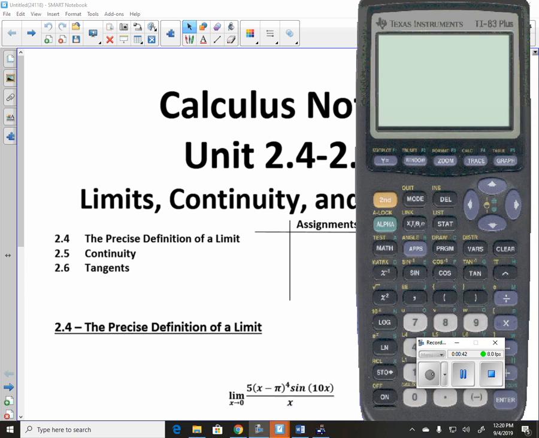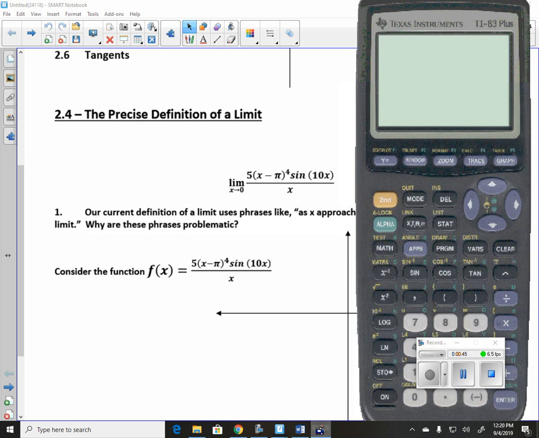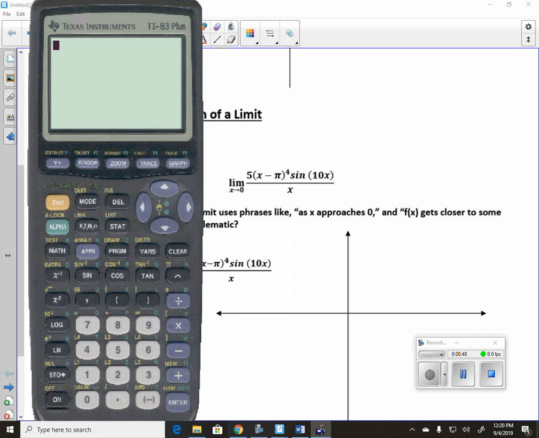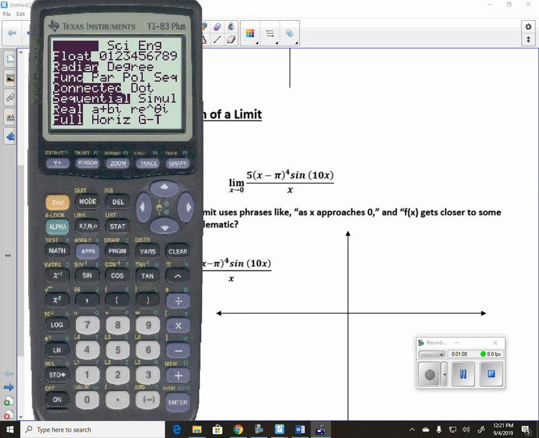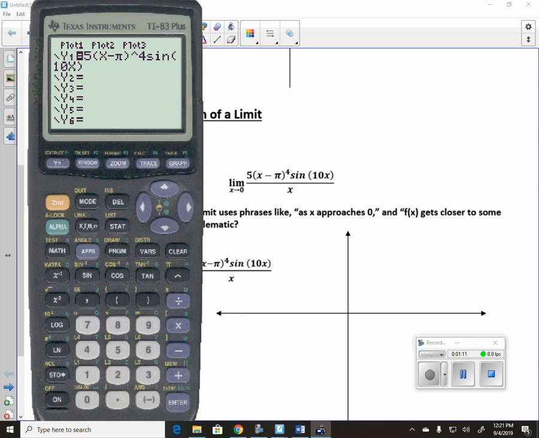Let's investigate, okay? We want to look at this function right here. I'm going to type this in. We're going to go to y equals. You don't have to. You can just follow along. I'm going to type in 5 parentheses x minus pi to the 4th power times the sine of 10x. And it looks like I'm working in radians, which is great. And I'm going to divide that by x. And I'm looking at the limit as x approaches 0. Y'all okay with that?